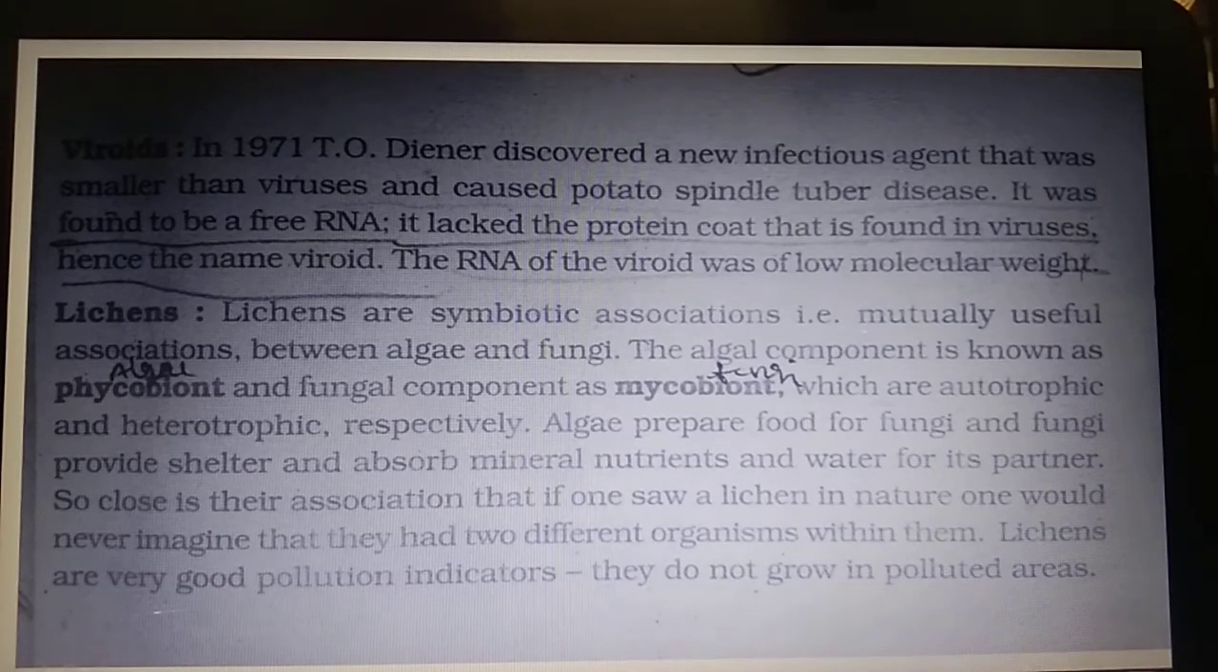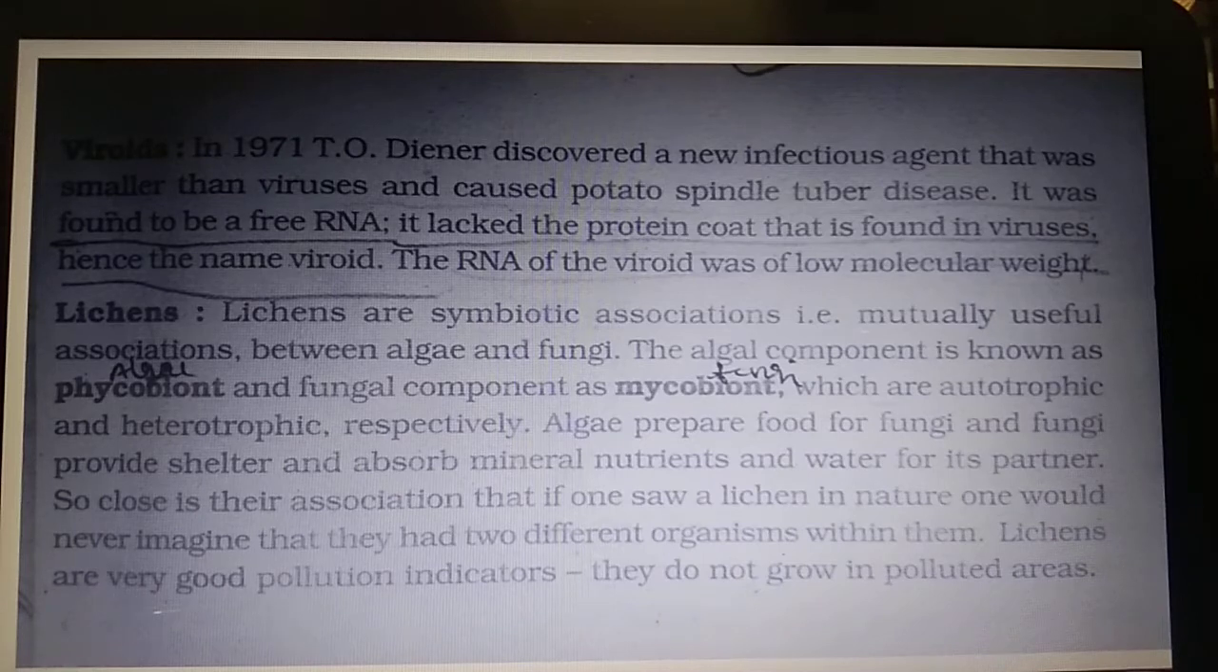Now students, let us make ourselves clear with the next three terms. The first one being viroids. Students, in 1971, T.O. Diener discovered a new infectious agent that was smaller than viruses and caused potato spindle tuber disease. It was found to be a free RNA. It lacked the protein coat that is found in viruses, hence the name viroid. That is, without the protein coat.